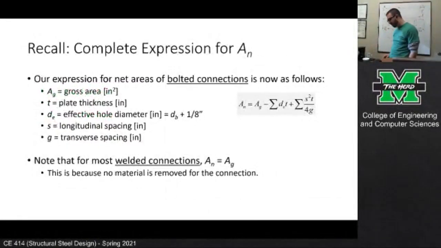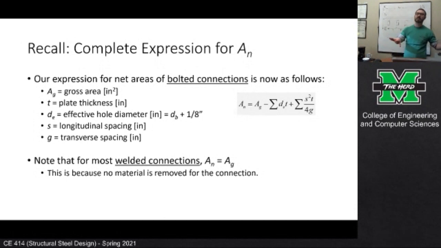In terms of net area, we pretty much defined our complete expression for the net area. We take the gross area, we subtract all of the bolt holes, so that's the diameter times the thickness, and the diameter that we use is an effective hole diameter. It's the diameter of the bolt plus 1/8 of an inch, and then we add any stagger factors that are needed. So that would be s²/4g times the thickness.